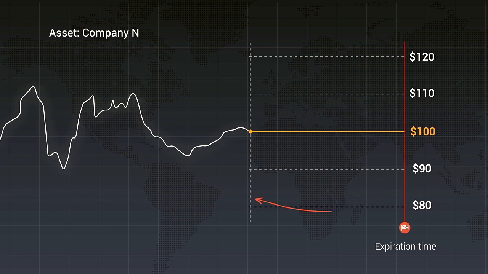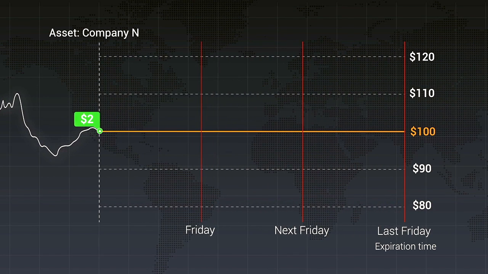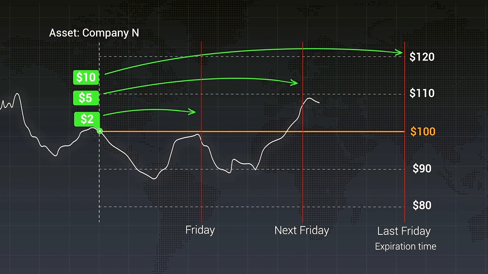The expiration time is the deadline for using the right to buy, call, or sell, put, the asset at a fixed price, the strike price. The expiration usually falls at the end of the work week. This means, for example, that you can buy an option for the end of the current week or the following week or for the last week of the selected month. The farther the expiration is from the current date, the more likely the price of the asset will move in the direction the buyer wants, so the more expensive the option.